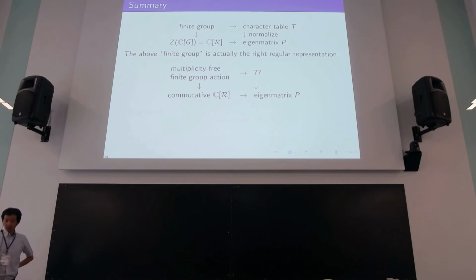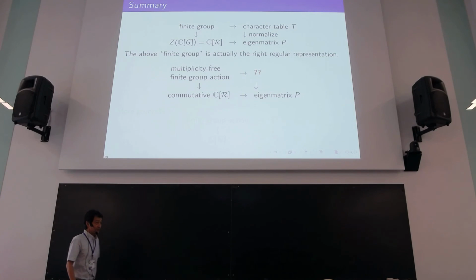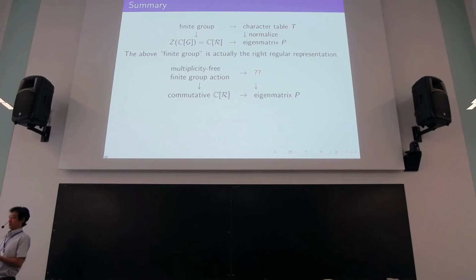In the next lecture, I will generalize this correspondence. On the left side, I have a commutative adjacency algebra. I can get a commutative adjacency algebra whenever I have a multiplicity-free finite group action. So not an arbitrary finite group action; a transitive action gives rise to an association scheme, and I need to assume multiplicity-freeness to get a commutative one. But then I have an eigenmatrix.